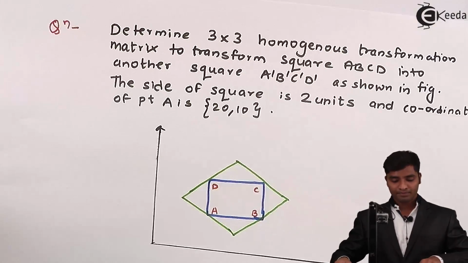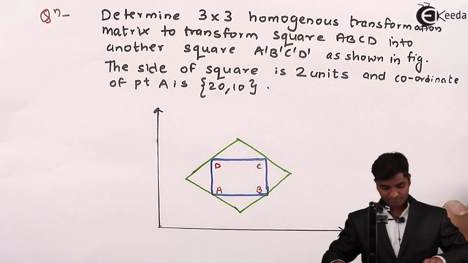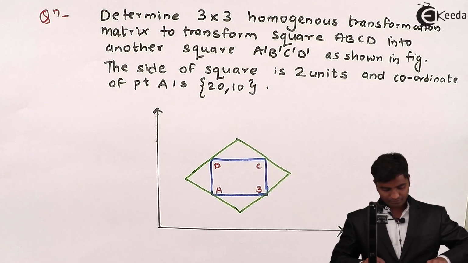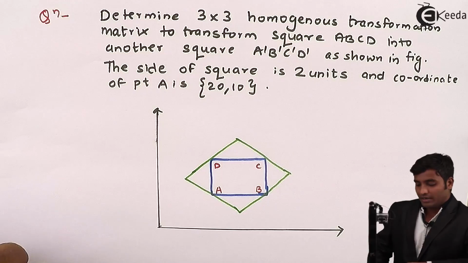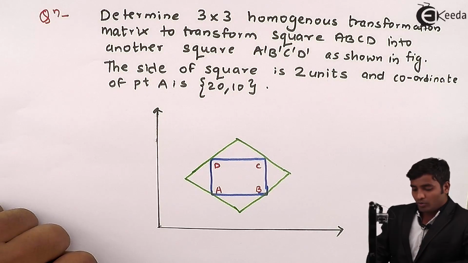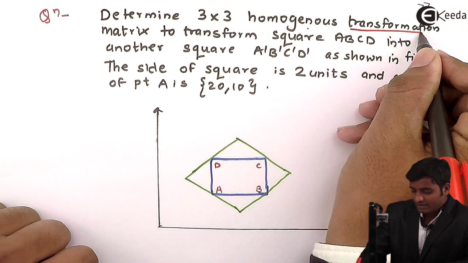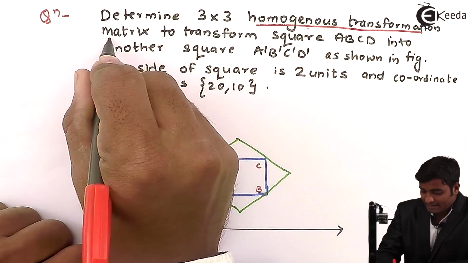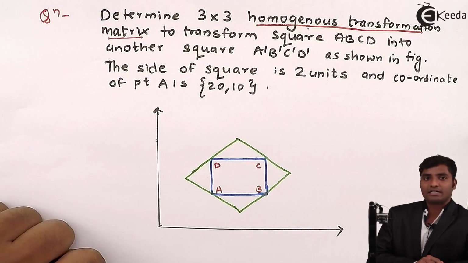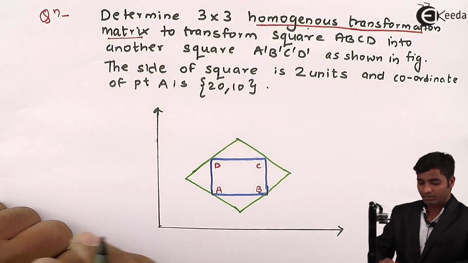Hello friends, in this video we will solve a problem based on general transformation. So here is the problem. Determine the 3 into 3 homogeneous transformation matrix. So we have to find the homogeneous transformation matrix, which is also known as resultant transformation or total transformation.